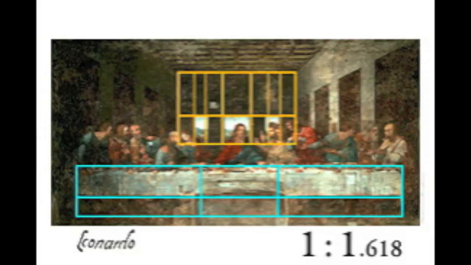As you can clearly see in this painting, Da Vinci used the golden ratio to form the rectangles in the Last Supper scene. These rectangles form ideal spacing that is much more pleasing to the eye.